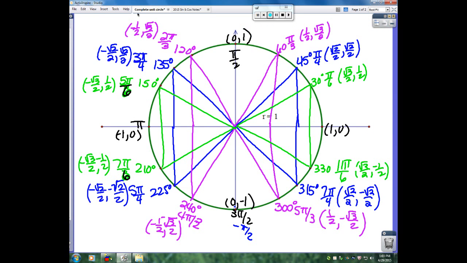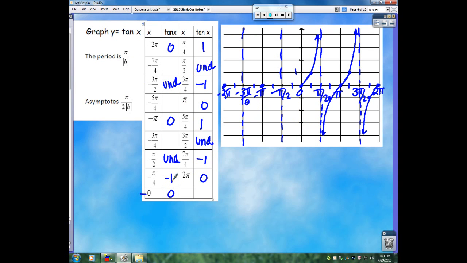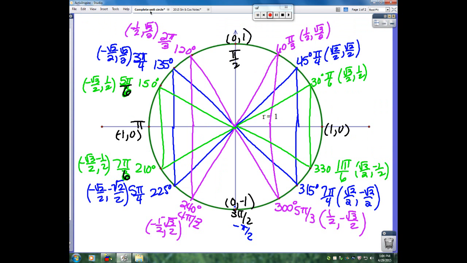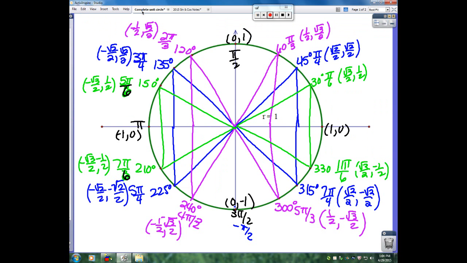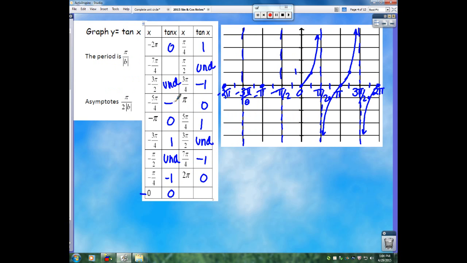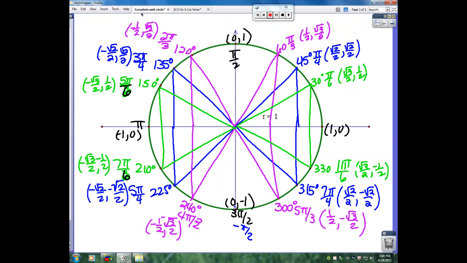So we're going the opposite way around our graph. So negative pi over 4 is going to be negative 1. Negative 3 pi over 4, we're at positive 1. We're over here, positive 1. Negative 5 pi over 4, we're up here at negative 1. And at negative 7 pi over 4, we're back at positive 1.